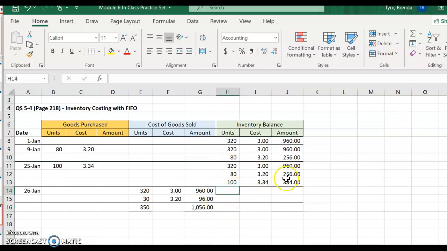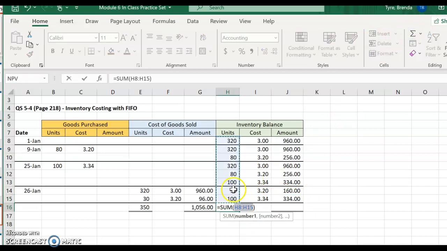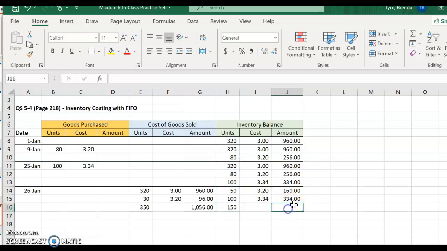So what do I have left in inventory? I don't have any of these. I sold them all. I have 80 minus 30, 50 of these at $3.20. And I have all of the 100 remaining at $334. So my ending inventory is the 150 units of only those last two, $494.